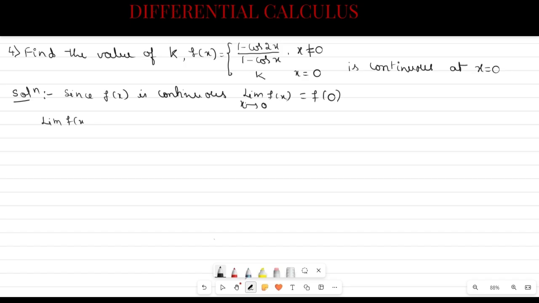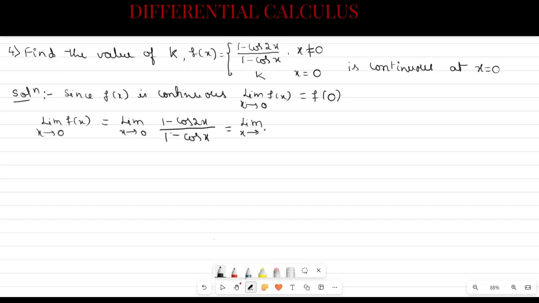So the limit of f of x as x tends to 0 is equal to, applying that function, limit x tends to 0, 1 minus cos 2x divided by 1 minus cos x. If you apply the limit directly, it will become 0 by 0 because cos 0 is 1, 1 minus 1 is 0, again cos 0 is 1, 1 minus 1, again you will get 0. So 0 by 0 you will get. We are not supposed to get 0 by 0 in limits. So let me do some simplification.